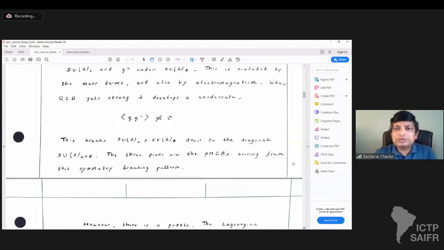Now when QCD gets strong, it develops a condensate. That means QCD gets so strong, it's able to pull quarks and antiquarks out of the vacuum. So the vacuum of our universe contains a condensate of quarks and antiquarks, right? This is the order parameter. So SU(2)_L cross SU(2)_R is broken down to the vector SU(2), left plus right.